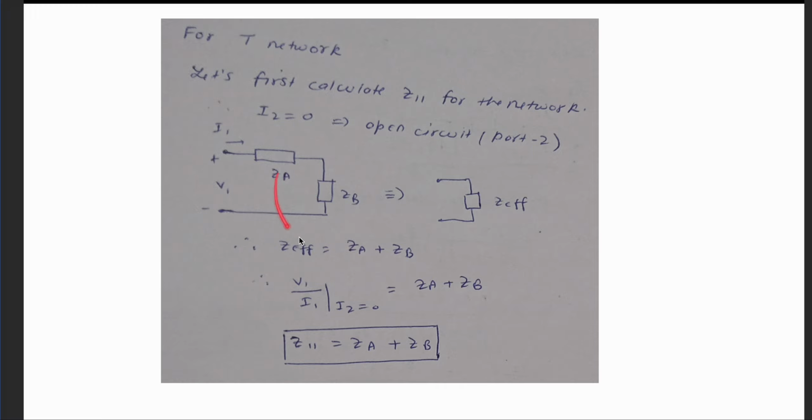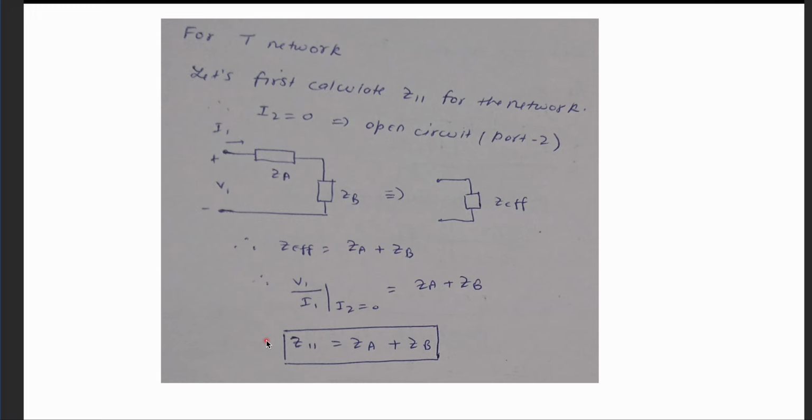So this is how you calculate Z11. I have already told you: because I2 is 0, ZC will be an open circuit, and then ZA and ZB will be in series. So the effective impedance will be just ZA plus ZB, and then you can write Z11 is equal to ZA plus ZB. Now you need to calculate the value of Z21.